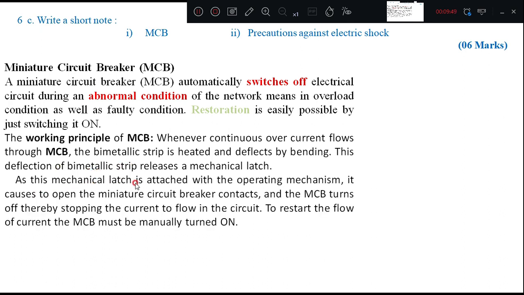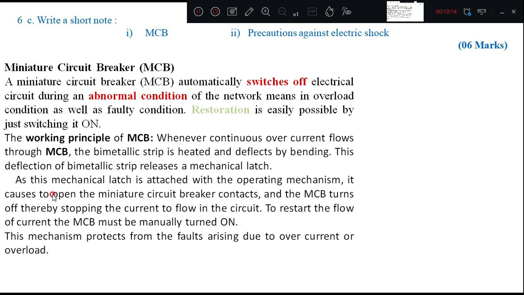That is, as this mechanical latch is attached with the operating mechanism, it causes the miniature circuit breaker contacts to open and the MCB turns off, thereby stopping the current to flow in the circuit. To restart the flow of current, the MCB must be manually turned on. These are the two important points you have to write for the MCB. This mechanism protects from the fault arising due to the overcurrent or overload.